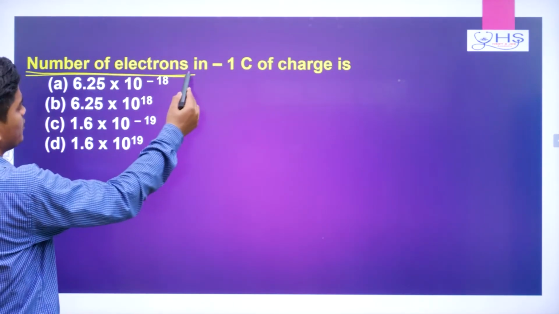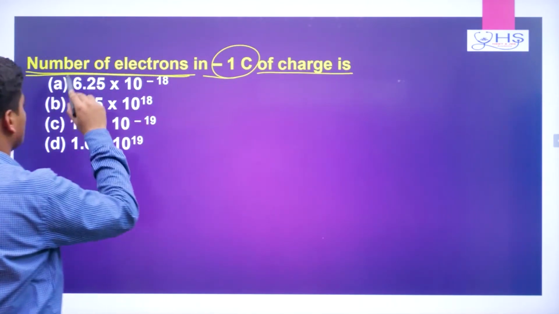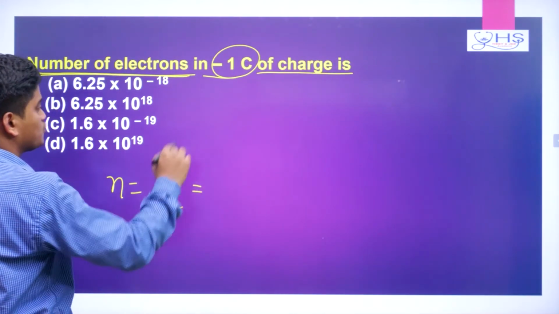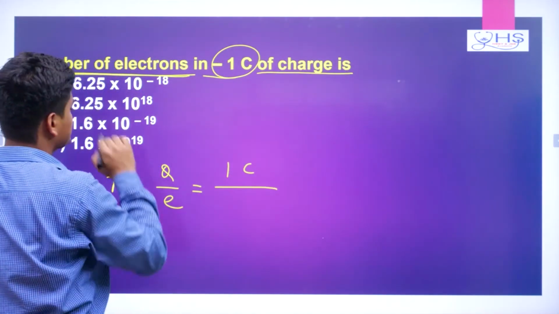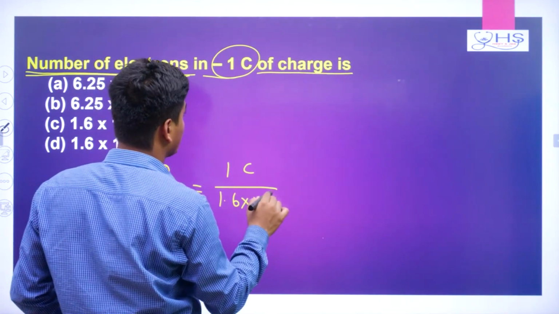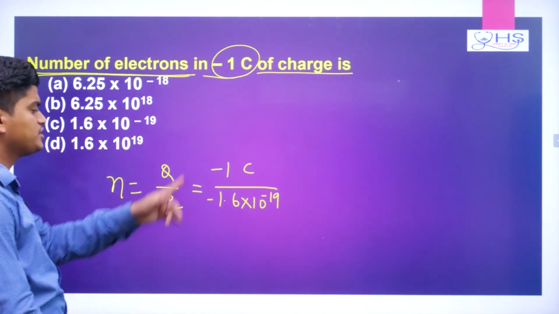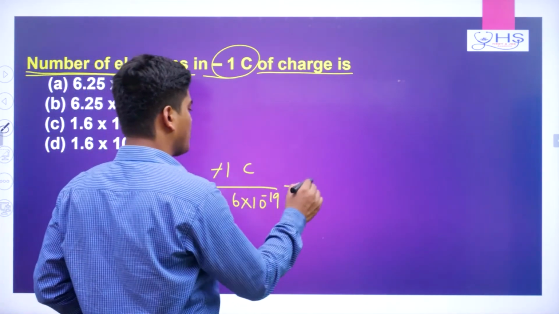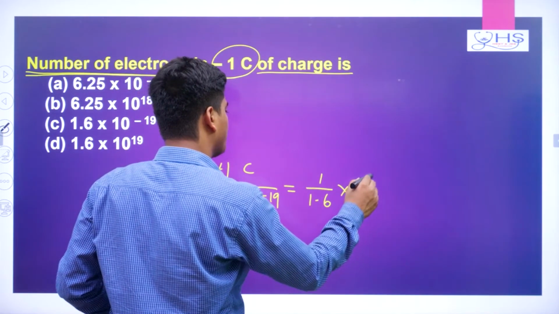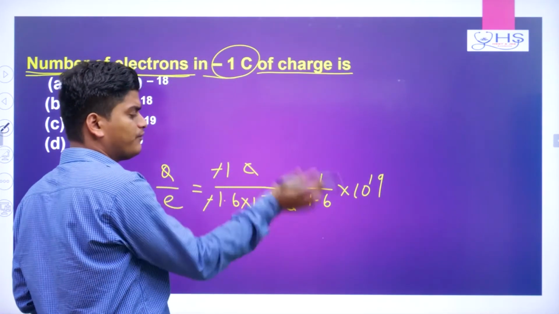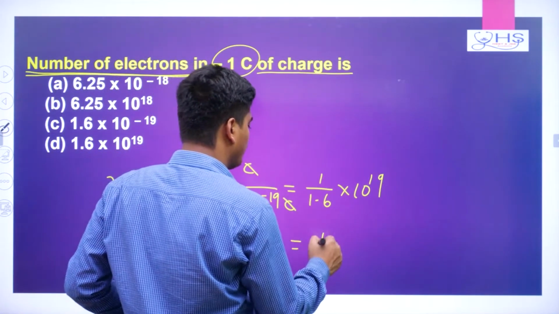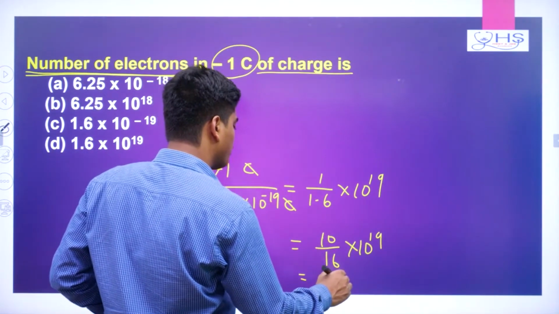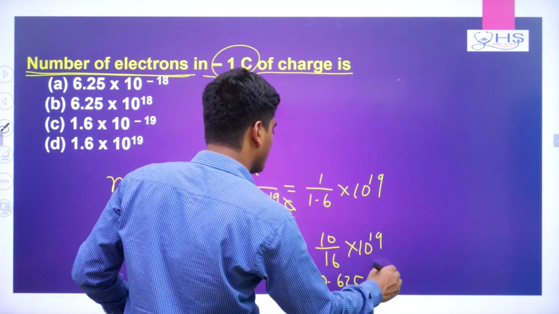Next question. The number of electrons in minus 1 coulomb of charge is how much? Some options are given. Here you are finding a number, so charge by electronic charge. The charge given is 1 coulomb, and the electronic charge is 1.6 into 10 to the power minus 19. You can put minus also, no worries, but the minus will get cancelled, because a number is always positive. So 1 by 1.6 into 10 to the power 19, because the minus 19 will go up and the coulomb will get cancelled. That will be 10 by 16 into 10 to the power 19, and 10 by 16 comes to 0.625 into 10 to the power 19.